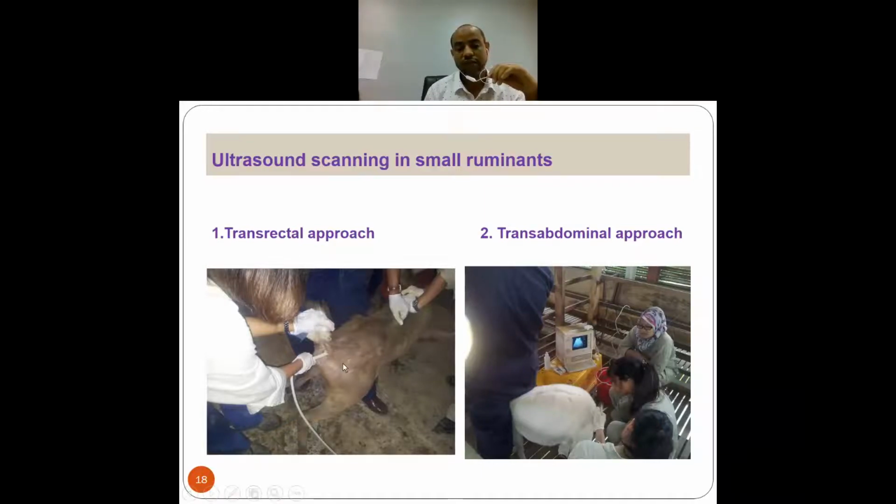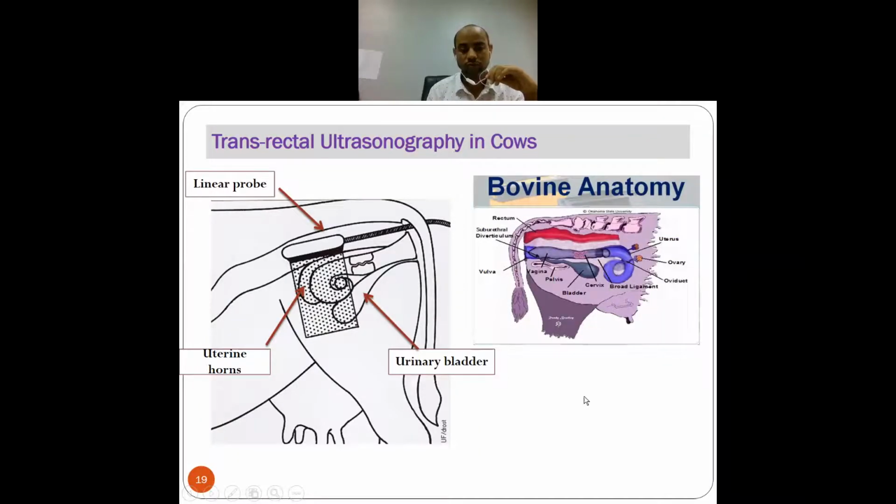So this is a transrectal examination done by students during their practical session in a deer at TPU. Here is another picture, also done by students using this Aloka machine, the old machine that we had. And this is a transabdominal approach. It's not very directly visible, it is from the other side. So you have to locate from the inguinal region of the ventral abdominal area near the udder. That is the location. This is in cows, so large animals generally.